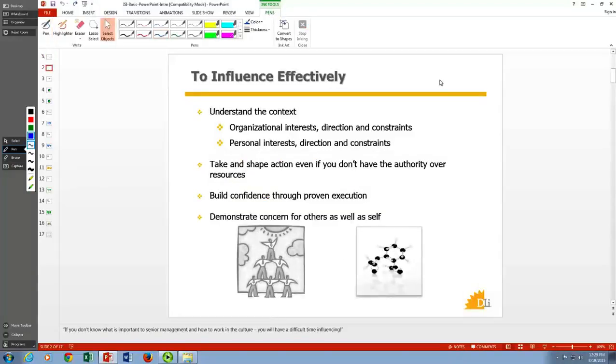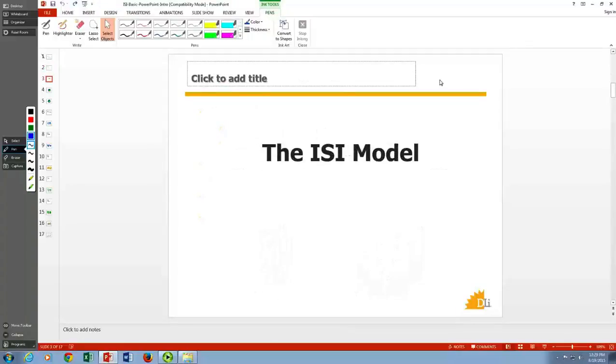Of course, remember that to influence effectively, it's important to consider the context. Done well, the ability to influence with effectiveness, the consequence will be that you'll build trust, respect, and connection with others. As we look at the model, know that this is, in fact, the model that guided both the survey and the interpretation of the results of your survey that you've already taken.